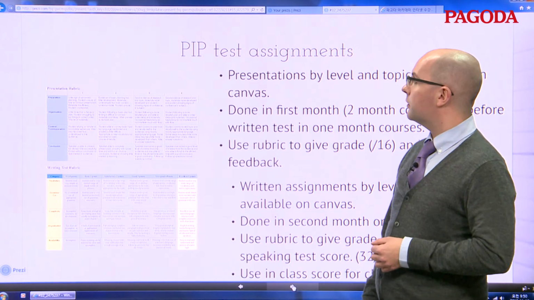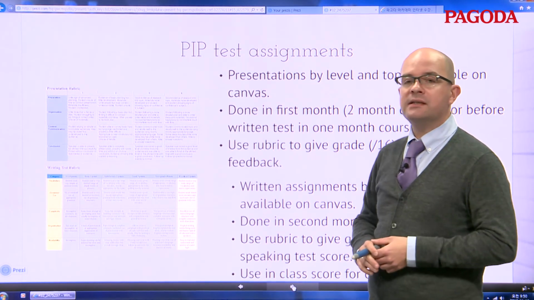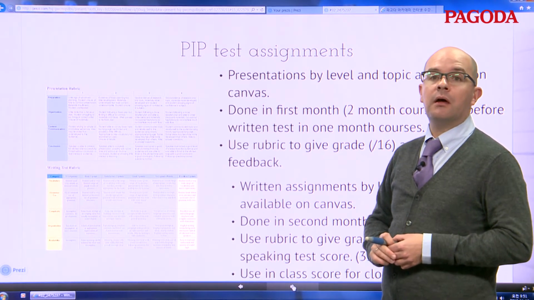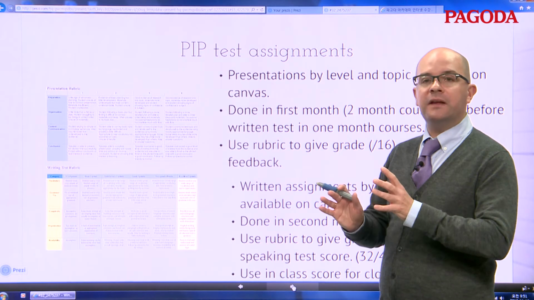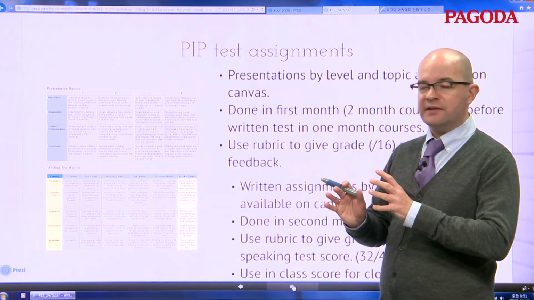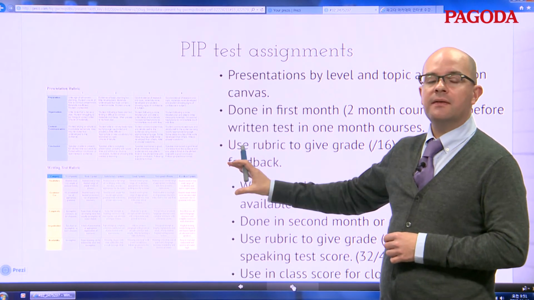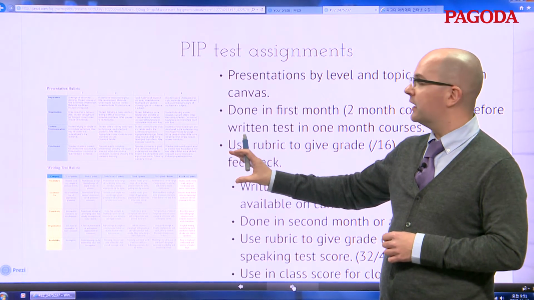Okay, so on a 2-month course, we do the speaking test in the first month, and we do the writing test in the second month. If you're doing the 1-month course, you will do them roughly 3 or 4 days apart, so you have time to concentrate on each one. So the topics and everything, again, that's on your syllabus and on Canvas, depending on the level.